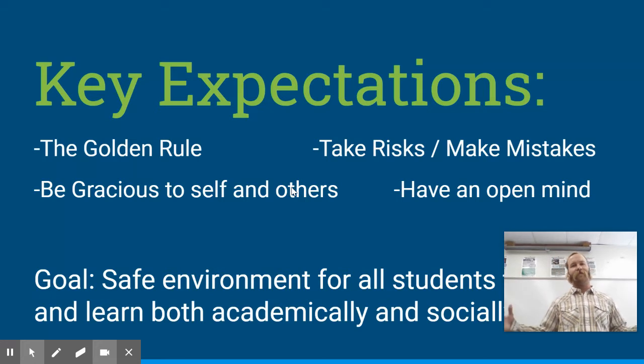Some key expectations that I have. Obviously, this year is a little bit different in terms of this, but as a general rule of thumb, I'm going to keep it basic. The golden rule is still the golden rule.